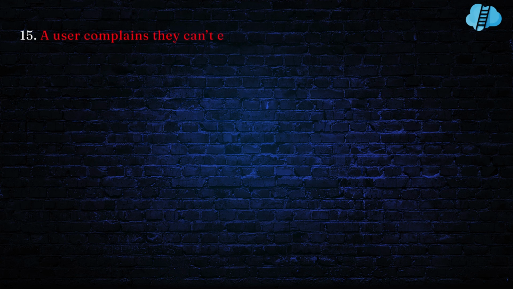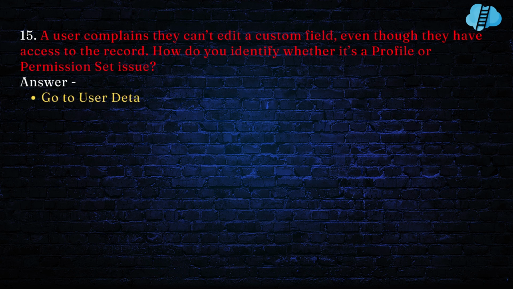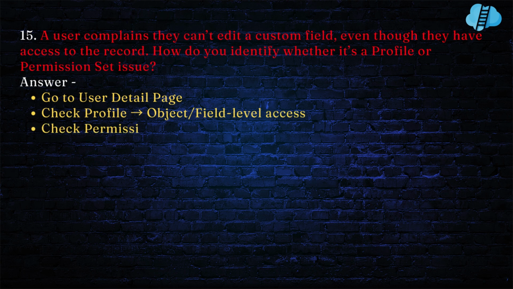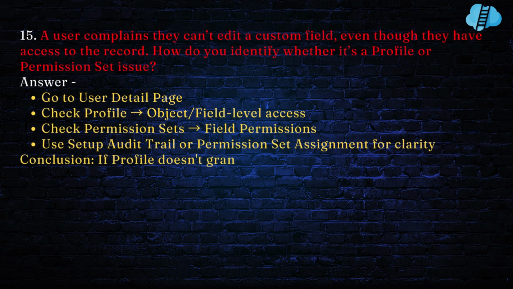15. A user complains they can't edit a custom field, even though they have access to the record. How do you identify whether it's a profile or permission set issue? Answer: Go to the user detail page. Check Profile > Object, Field Level Access. Check Permission Sets > Field Permissions. Use Setup Audit Trail or permission set assignment for clarity.